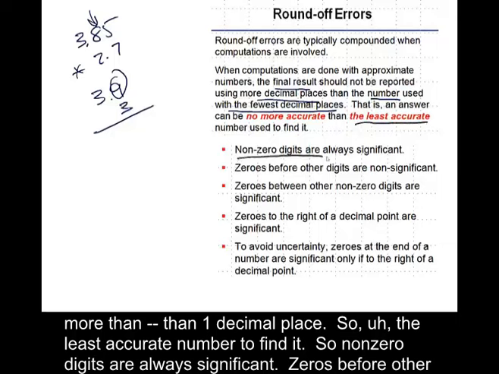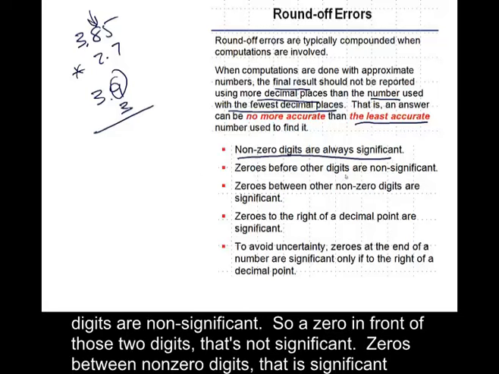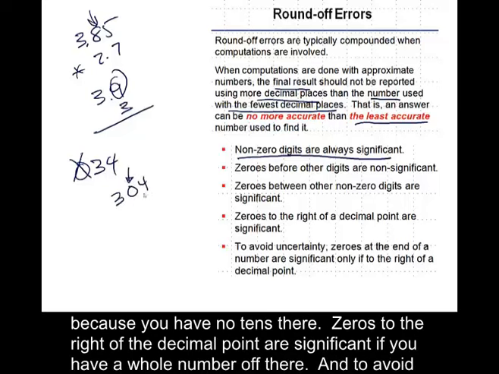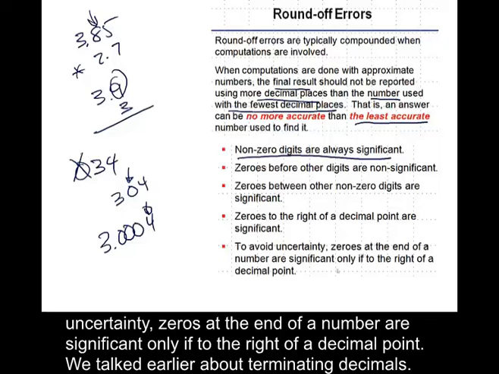Non-zero digits are always significant. Zeros before other digits are not significant, so a zero in front of those two digits is not significant. Zeros between non-zero digits are significant, because you have no tens there. Zeros to the right of the decimal point are significant if you have a whole number there. And to avoid uncertainty, zeros at the end of a number are significant only if to the right of a decimal point.